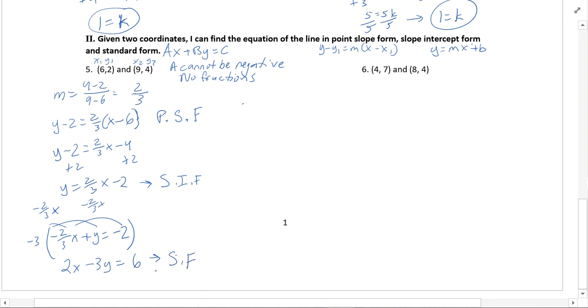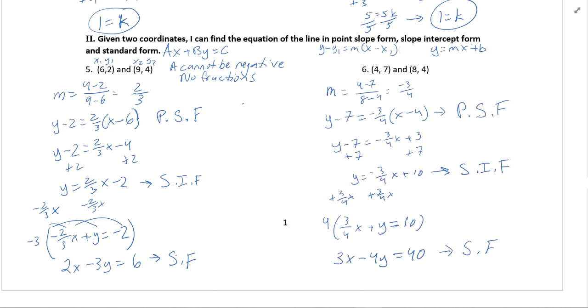All right, I want you to pause the video and try number 6. Remember, you're starting by finding the slope, then you're getting every other form, and you're walking through all the rest of the steps. Okay, so let's see how you did. Our slope was negative 3/4. Once I plugged everything in, here's my point slope form: y minus 7 equals negative 3/4, x minus 4. Then I simplified and got my slope intercept form, so y equals negative 3/4 x plus 10. And then finally my standard form, 3x plus 4y equals 40. All right, so let's go on to page 2.